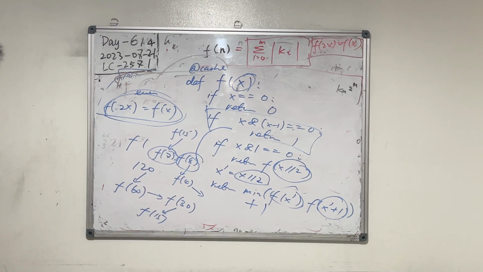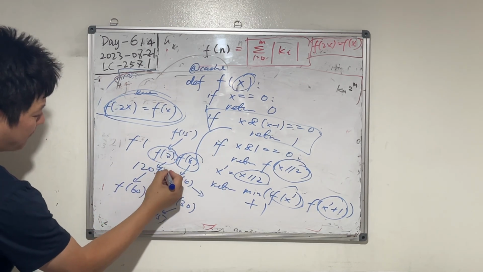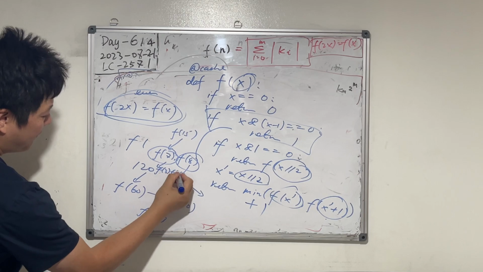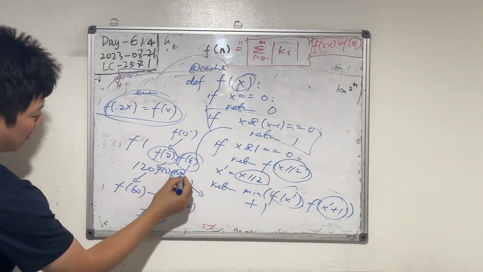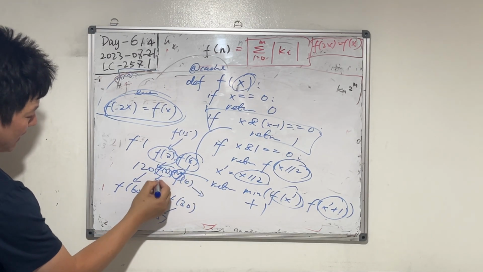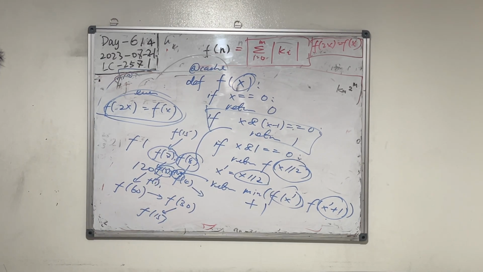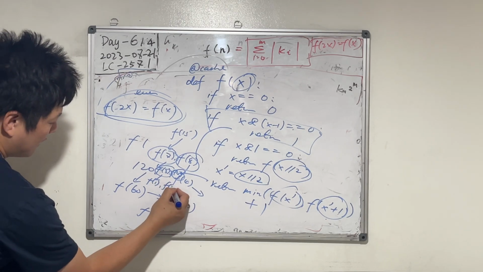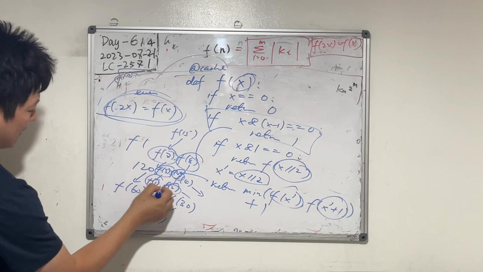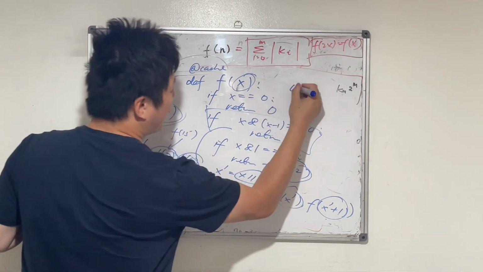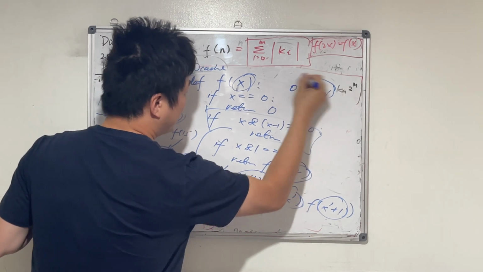f(7) equals f(3) and f(4). f(4) we also get it as well. f(3) we can get to f(1) and f(2). f(2) is 1. The time complexity and space complexity are all log n, because we're reducing by half.